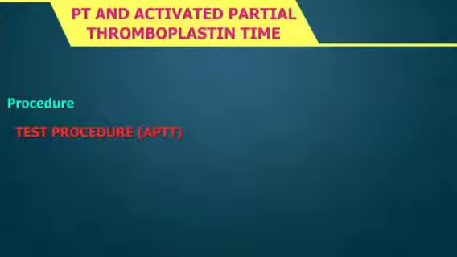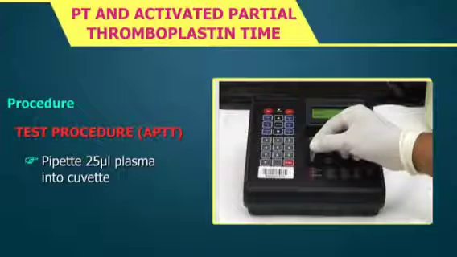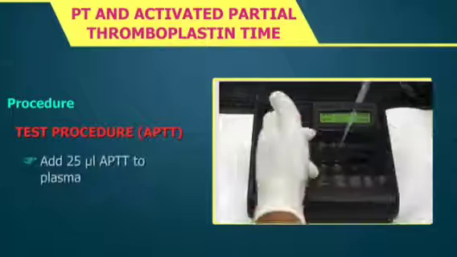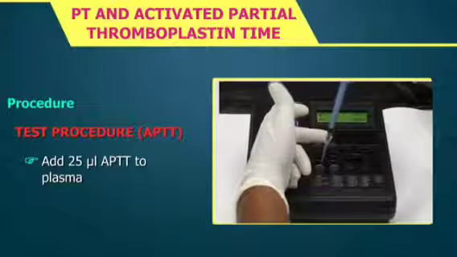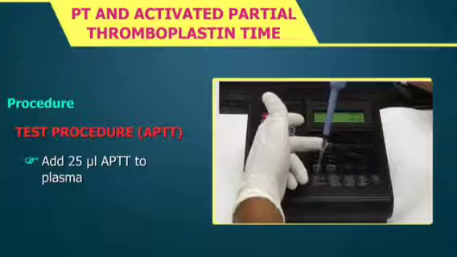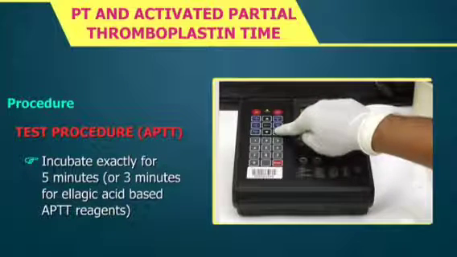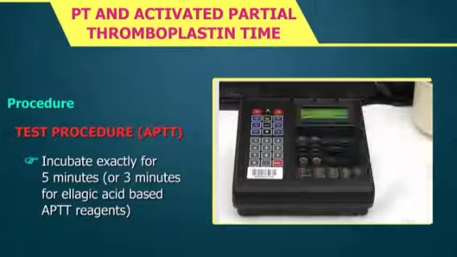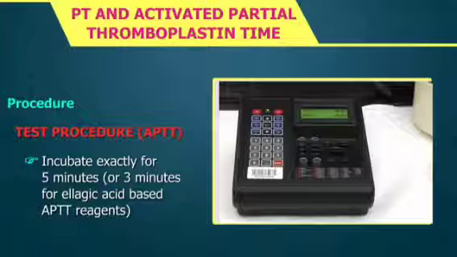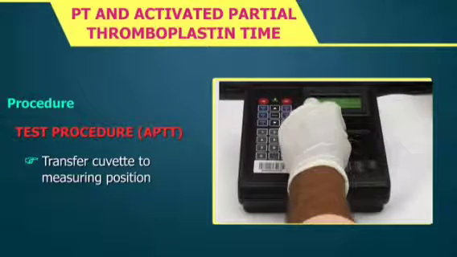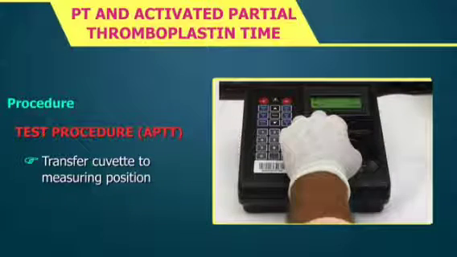Test procedure for APTT. 1. Pipette 25 microliters plasma into the cuvette. 2. Add 25 microliters APTT reagent to plasma. 3. Incubate exactly for 5 minutes, or 3 minutes for ellagic acid-based APTT reagents. 4. Transfer the cuvette to measuring position.